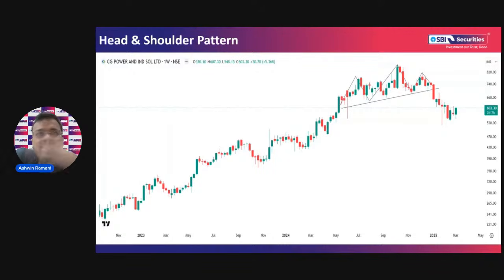Ideally, if you see a rounding top, in most cases you can see a head and shoulder pattern as well. So there's a shoulder, the second high is higher than the first, the second high is higher than the third, and then there is a trend line breakdown, and the price moves down here.